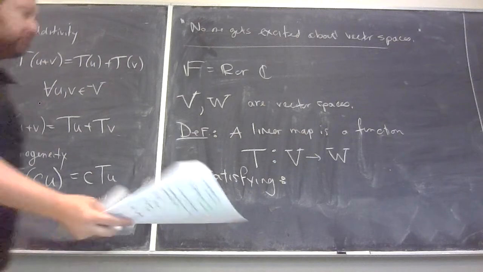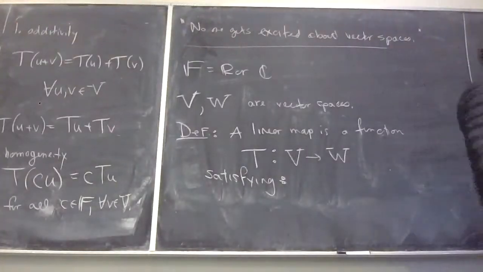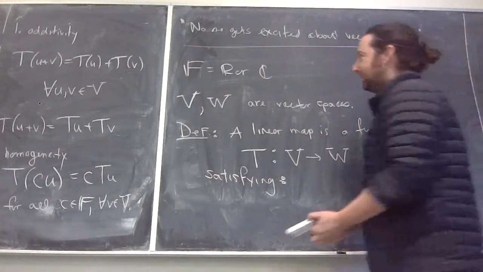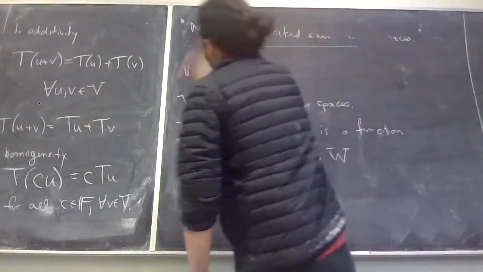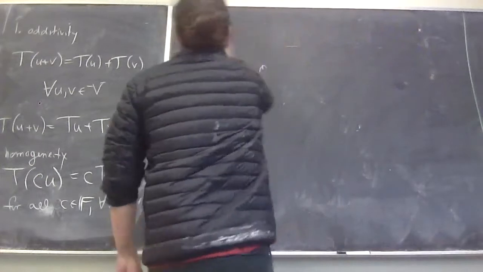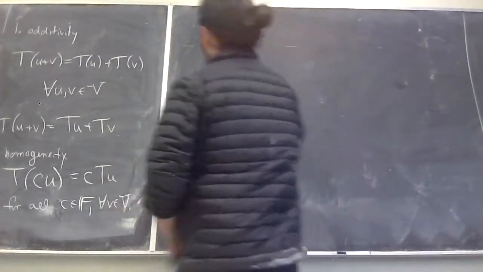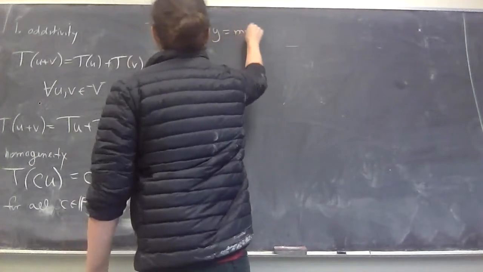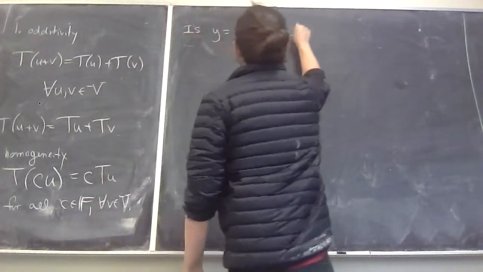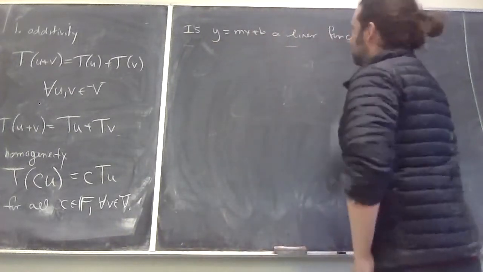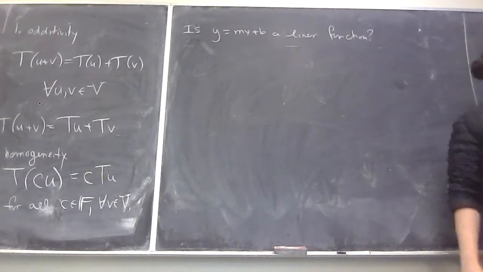Okay, now, amusingly, what this means is that lines aren't linear. Which is irritating, because lines aren't linear, but they're not. So we can actually see that a general line in R2 doesn't satisfy these properties. I could ask the question, is y equals mx plus b a linear function? And the answer is no.